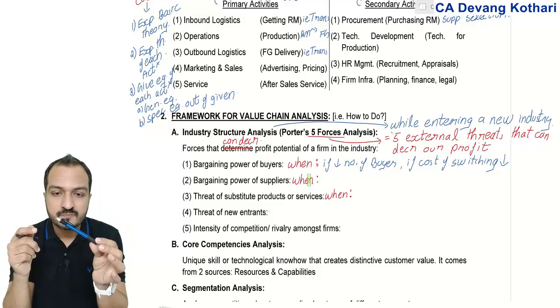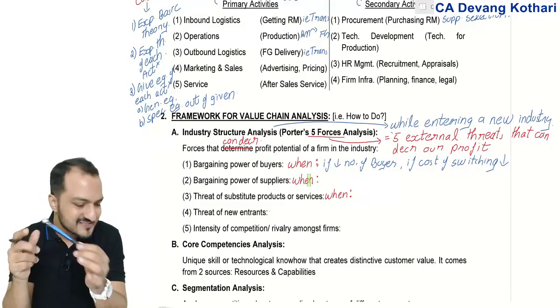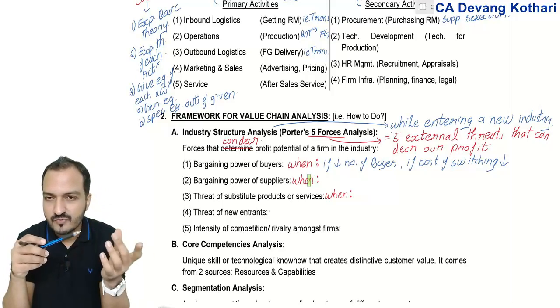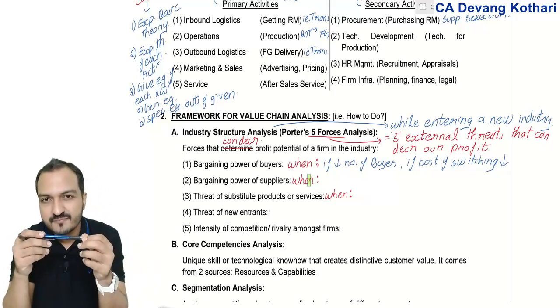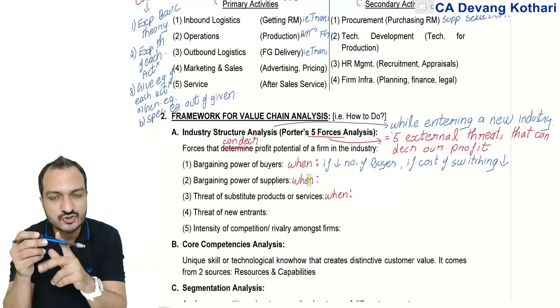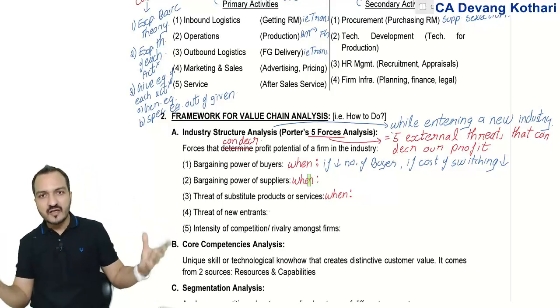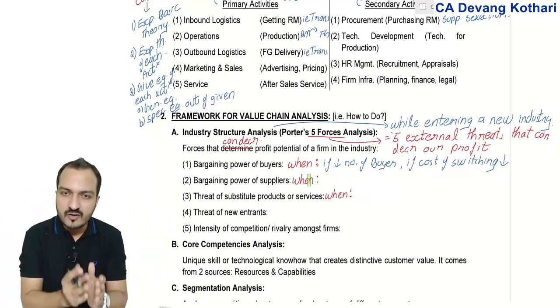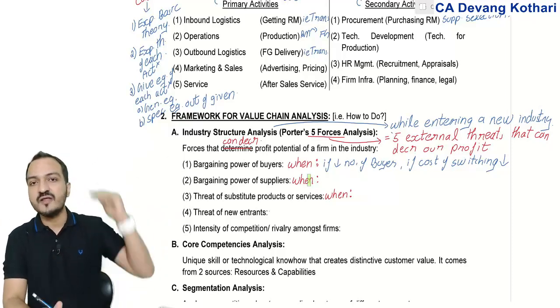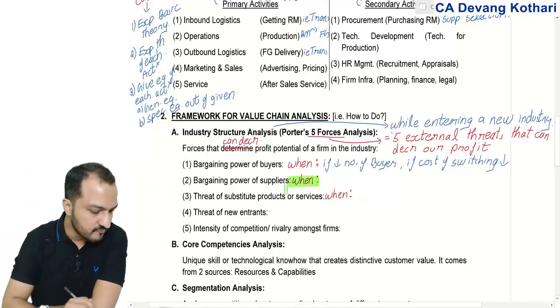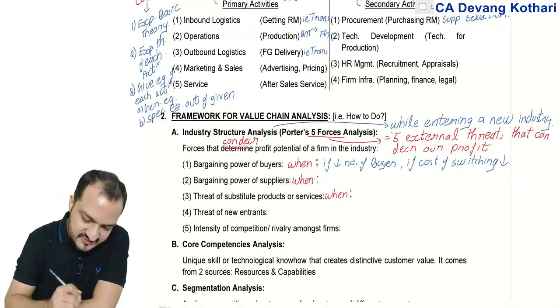If the plastic that I purchase is, say, from Reliance Industries Limited, if Reliance is supplying that plastic to me, definitely Reliance will have more bargaining power because it is a huge company. My company is a very small company. Reliance is a big company. Definitely it will have more bargaining power, right? So when does the supplier have more bargaining power? Well, in certain situations, let me tell you.